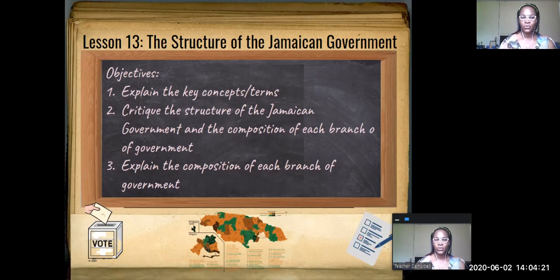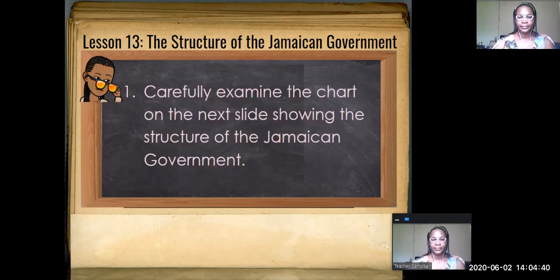So number 2, critique the structure. We're going to look at the structure of the government and discuss it, analyze it, criticize it, what we think about it. And then we're going to look at what it has, what it contains, how it's composed. And then in number 3, we're going to explain the composition or the structure of the branches of government. Okay. So the first thing that you're asked to do is to carefully examine the chart on the next slide showing the structure of the Jamaican government. And this chart has been uploaded in renweb, so not to worry, it is there for you to look at. So let's see what the chart looks like.